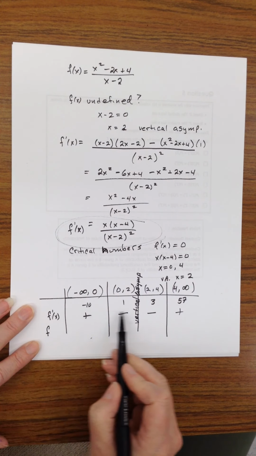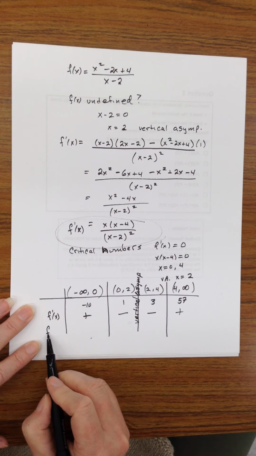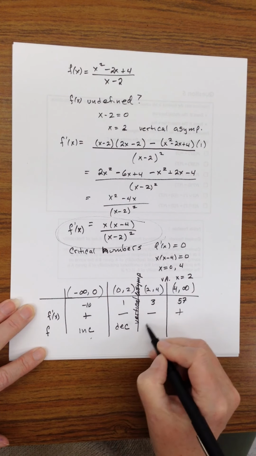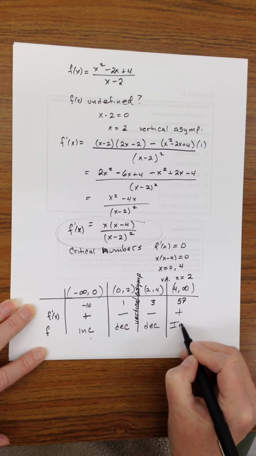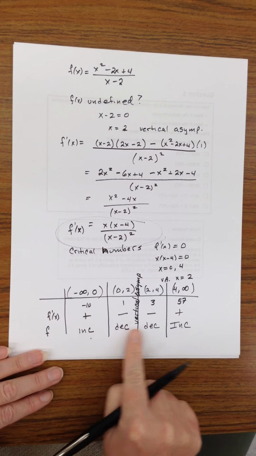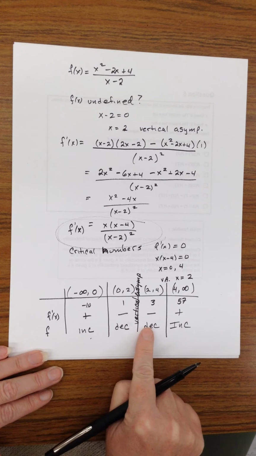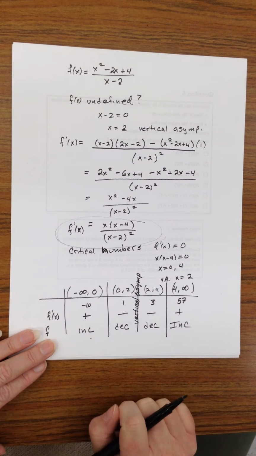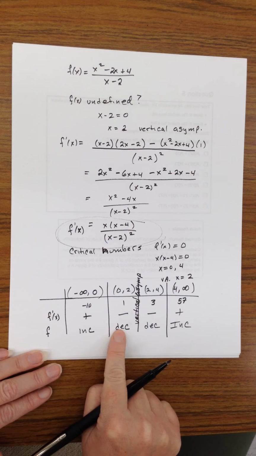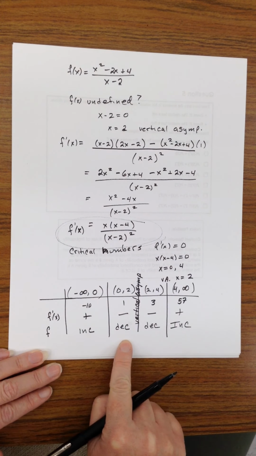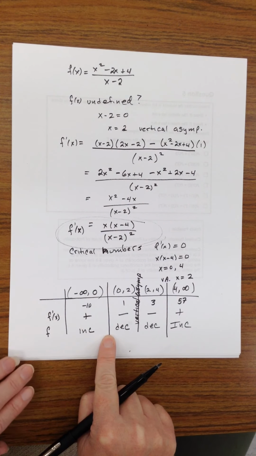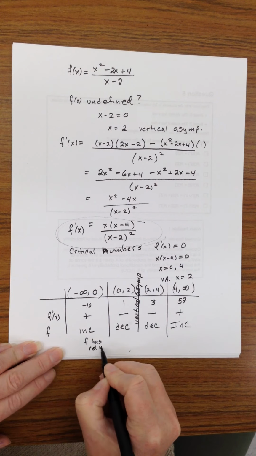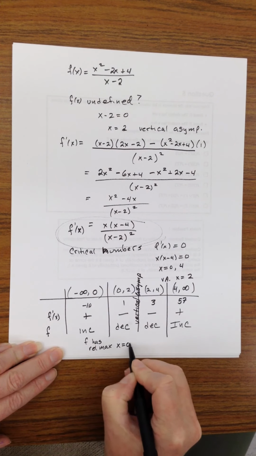These were the signs of the derivative. The f function will be increasing, decreasing, decreasing, increasing. Now, even if these did change from decreasing to increasing or increasing to decreasing, that's not an extrema, just an asymptote. However, we do have extrema for f. Increasing followed by decreasing makes x equals 0 the location of a relative max.